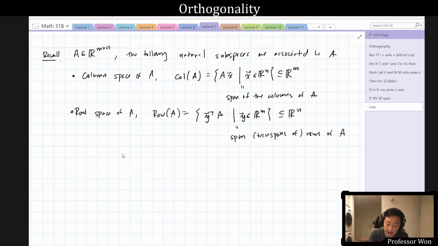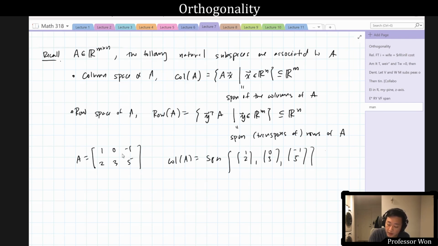Okay, so let's take, for example, a 2 by 3 matrix: 1, 0, negative 1, 2, 3, 5. Let's call this A. The column space of A is just the span of (1, 2), (0, 3), (negative 1, 5). That's, of course, a subspace of R2. And that's the same thing as the range of the linear transformation, which is the same thing as all possible outputs after you multiply by A.